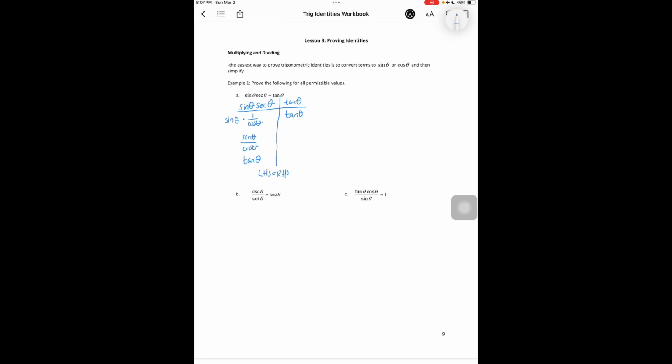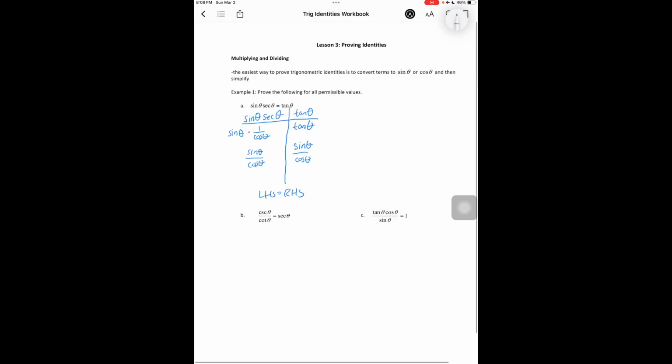Easy peasy lemon squeezy. If you wanted, you could also do both sides at the same time, and that would be okay. So here, let's say we stopped at sine over cos. On the right side, if you do tan theta, you know that this is sine theta over cos theta, and they're the same thing. So you could also say left hand side equals right hand side. It doesn't really matter which method you use, as long as the reader could clearly see that the left and the right are exactly the same.